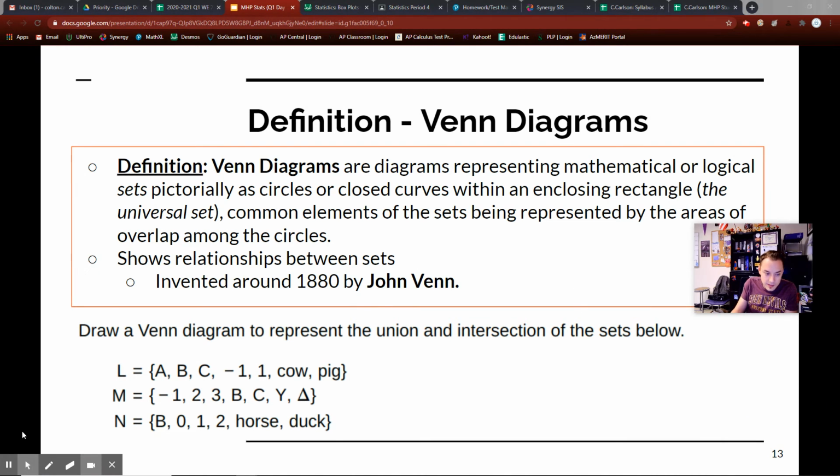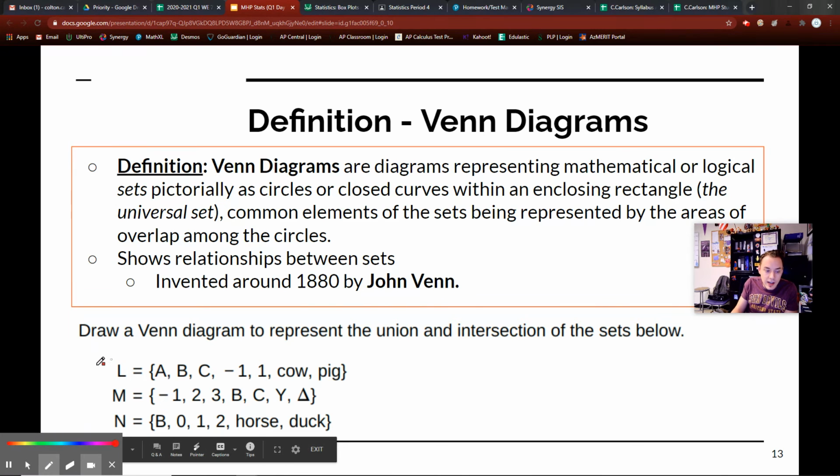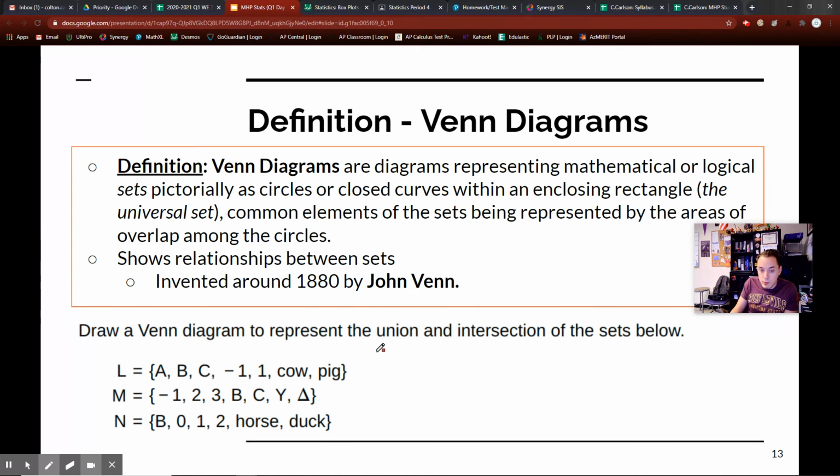Think about this, guys. Let's just say I have all these sets, L, M, N. Now I want to represent the union and the intersection below. Okay, I want to represent the union and intersection below. What will this look like? Well, if I have 3 sets, that means I have to have 3 circles. I'm going to try to draw these circles to the best of my ability. 3 circles, okay?